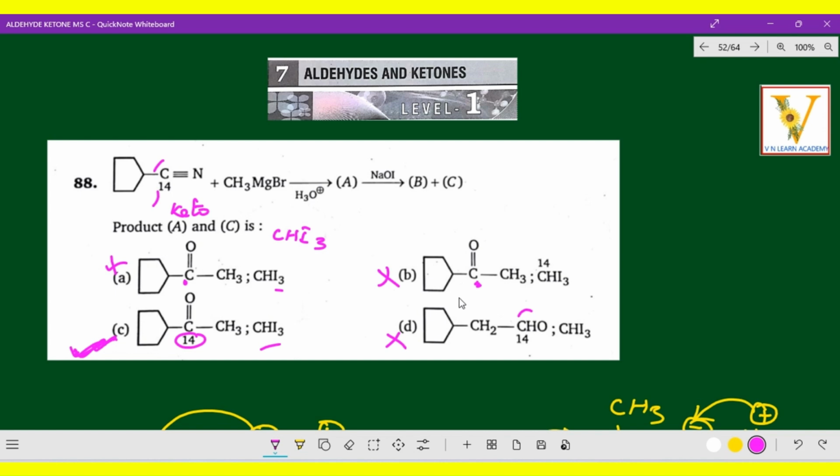A cyano group combined with methyl magnesium bromide in the presence of acid hydrolysis gives a keto group. The keto group combined with sodium hydroxide along with iodine, that is the iodoform test, gives iodoform. Right. Come on, let's go to the next question.